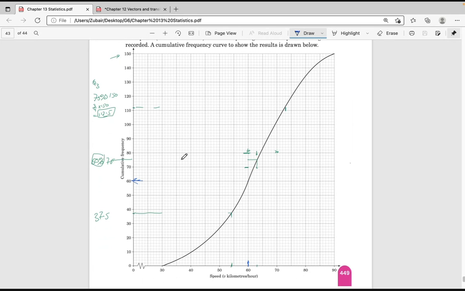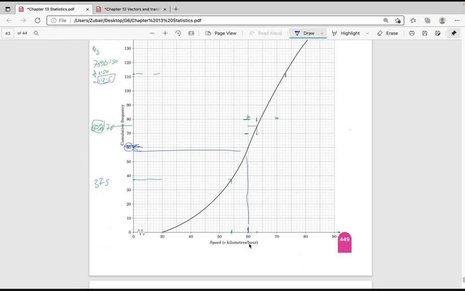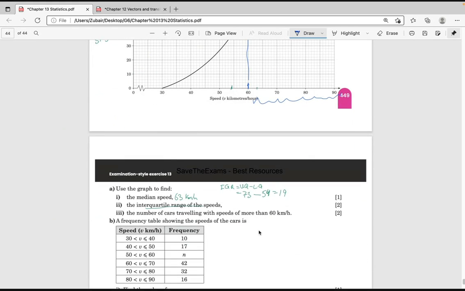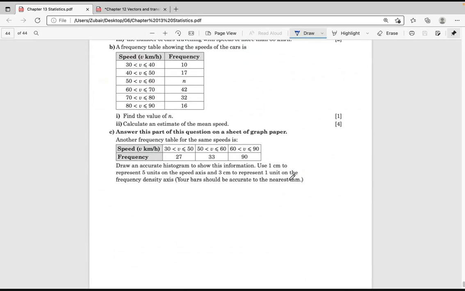Yes, sir. So against 60, we just went up and we saw that it hits the 60 mark on the y-axis. But the question was more than 60. So these are the speeds more than 60, which would correspond to the cars above this point. So there are 150 minus 60. There are 90 cars who are above 60 kilometers per hour speed. Yes, sir.